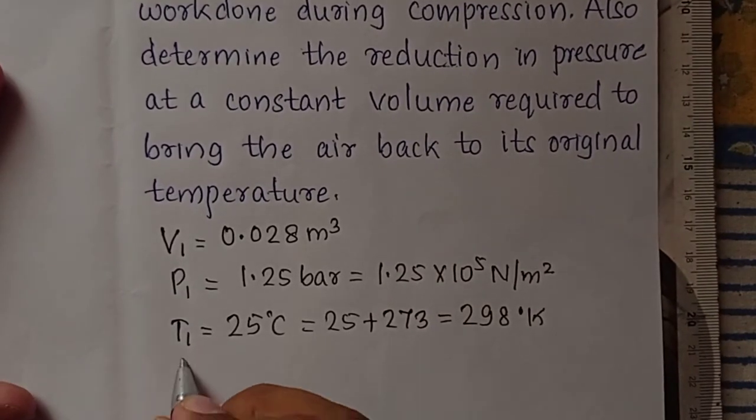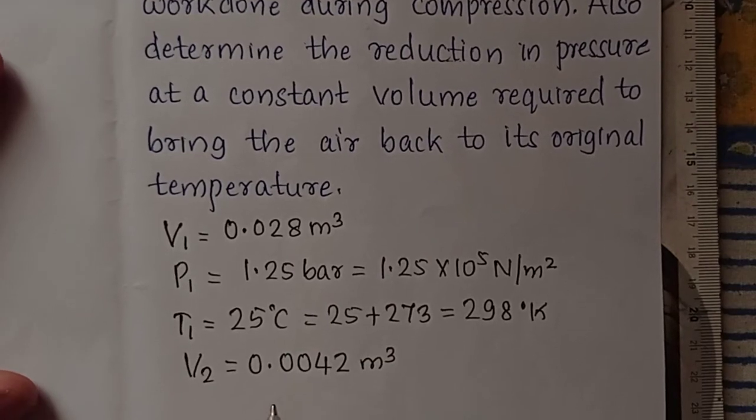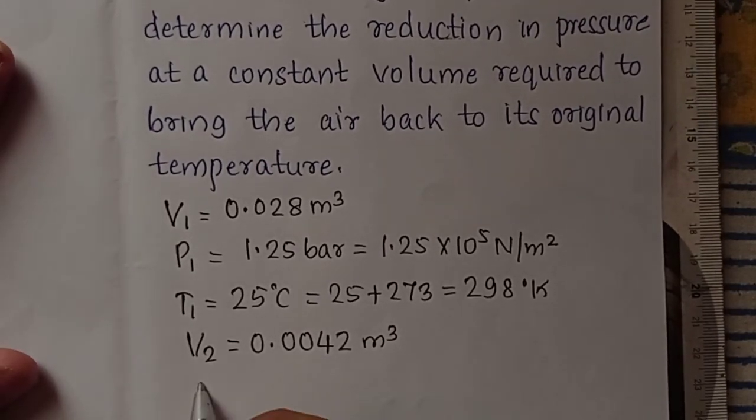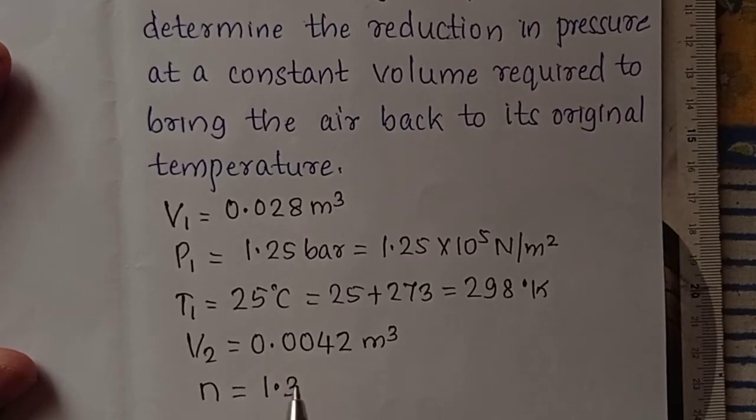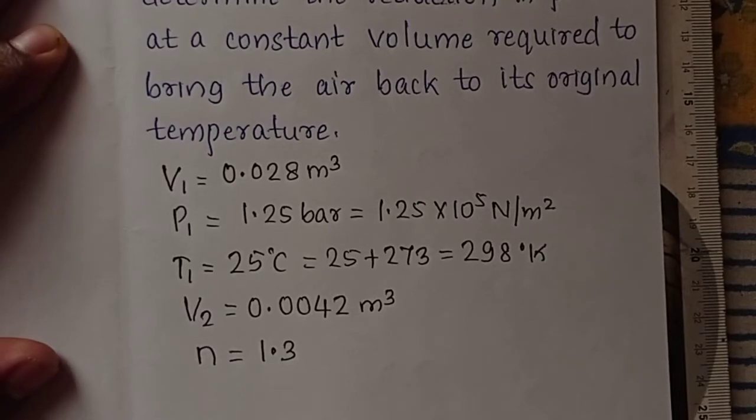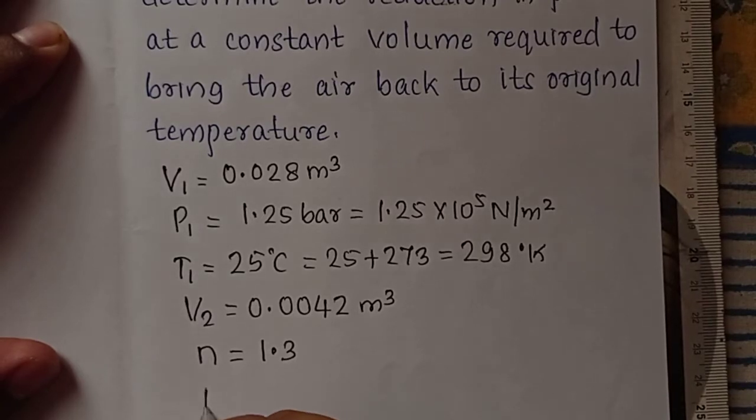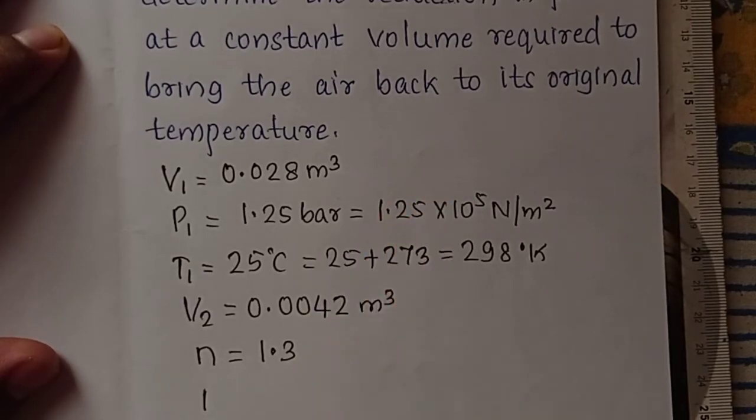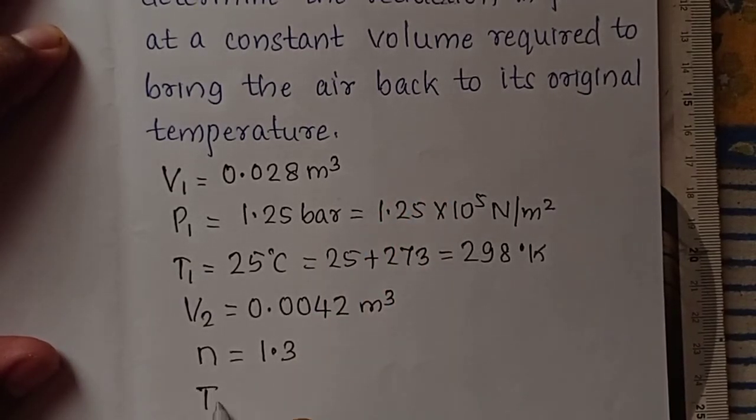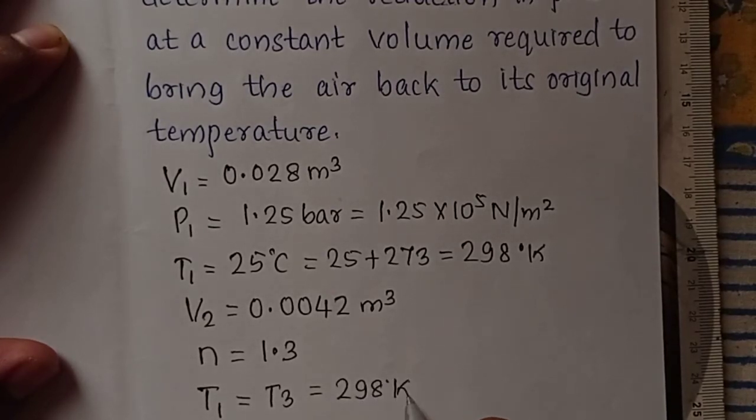Then V2, the final volume, is given as 0.0042 meter cube, and then he has given PV to the power 1.3 equal to constant, that is n is 1.3. The problem is on which process? You are correct, it is on polytropic process. Then he says at the end, you are using constant volume process and bringing the temperature back. So T1 is same as T3, that is 298 degrees Kelvin.